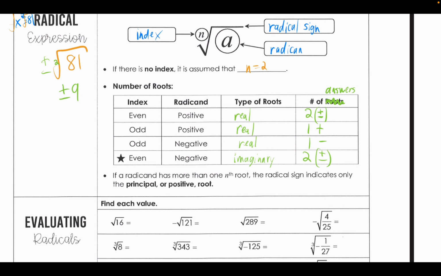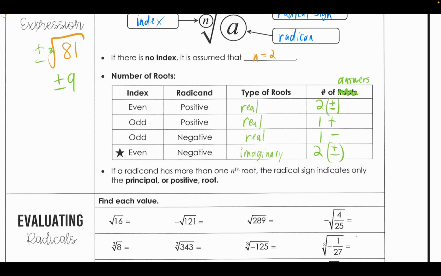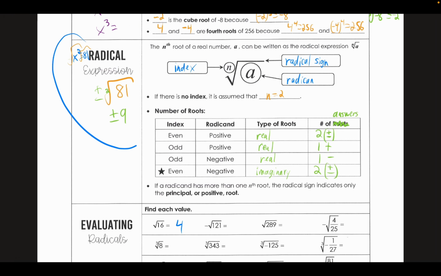Now, if a radicand has more than one nth root, the radical sign indicates only the principal or positive root. What this is trying to say is, on a problem like this, if you're just given the square root of 16, that's just saying 4. It's not saying positive or negative 4. It's just saying 4.